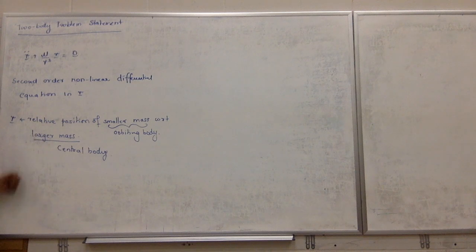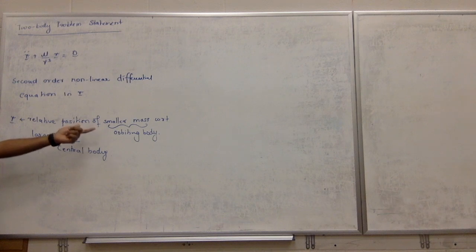It's like Earth and satellite. Earth and Moon, Earth and space station, or Sun and Earth. So for Earth and Moon, the central body would be Earth. Moon, satellite, space station would be the orbiting body. So the relative position. Is this position a function of time? Yes, it is changing, right?